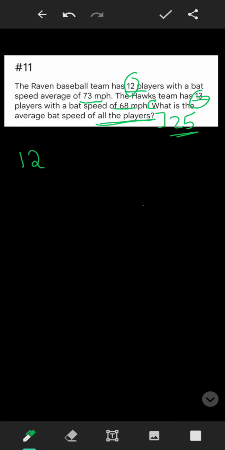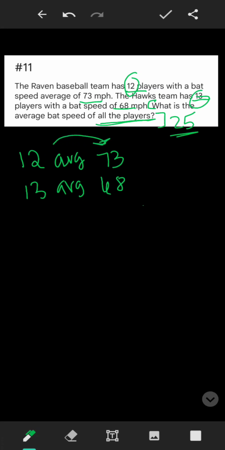Let's look at the first team. They had a 12-player team with a bat speed of 73, and then the other ones had 13 and they averaged 68. So instead of just adding 73 plus 68, because it would be too easy, right? Of course. We're going to take that 12 and multiply it times 73 because I have 12 73s. This is the average of the players on the team, okay? Each player averaged 73 miles per hour. And same with this one. I'll do 13 times 68.